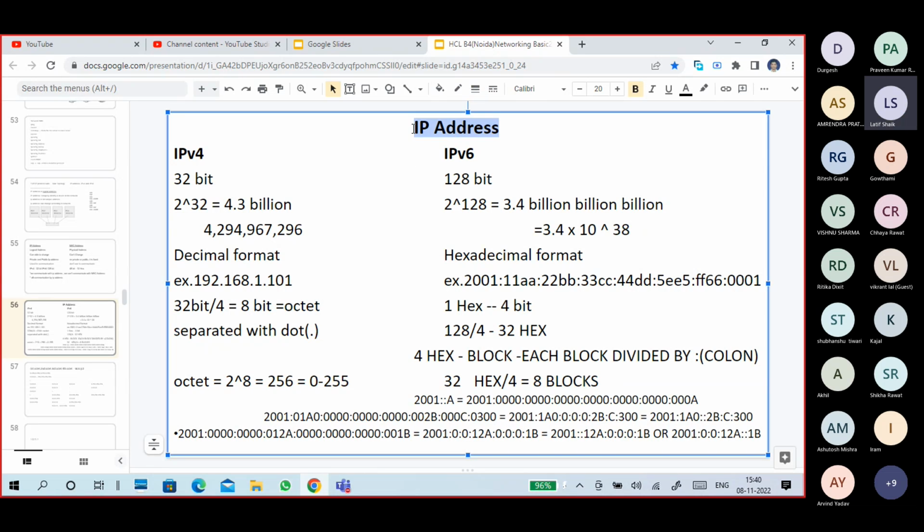Okay, in IP addresses, again, the IPv4 and IPv6 differences.